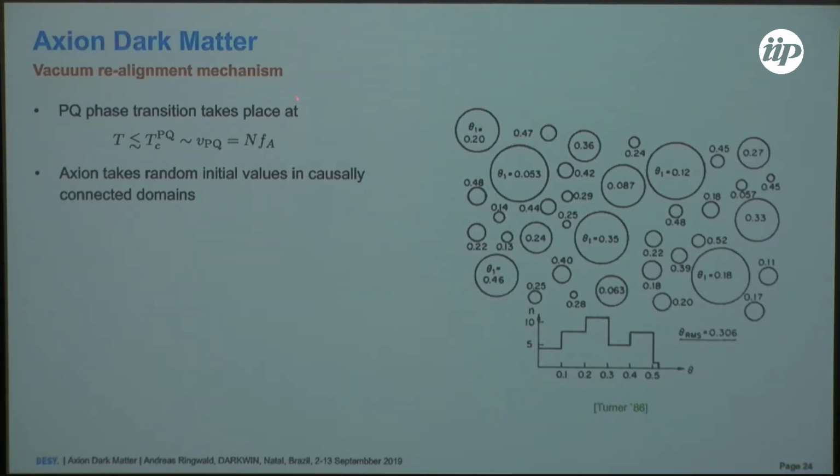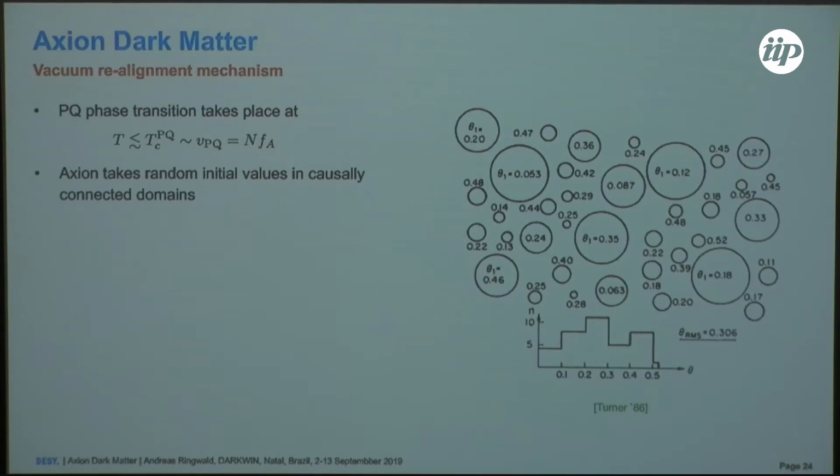So let's look into that. How is axion dark matter generated? It's a completely non-thermal mechanism. So now, at very high temperatures in the early universe, there is the Peccei-Quinn phase transition. At very high temperatures, the potential has only one minimum, at zero field. So the symmetry is restored, and at temperatures below the Peccei-Quinn symmetry breaking scale, the transition takes place.